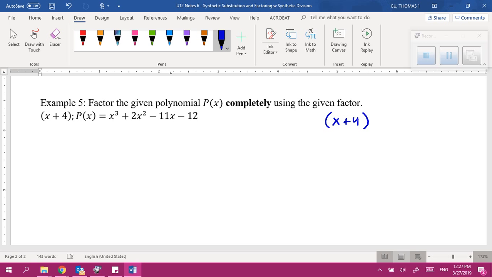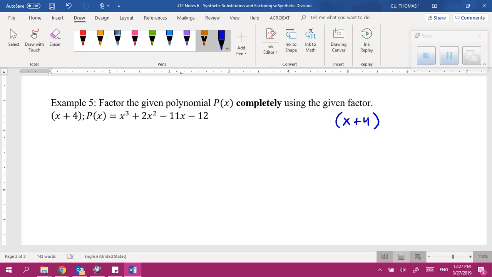But I need to find the other 2 factors. Right? So what can I do here? I can first use synthetic division to reduce my polynomial. So let's do synthetic division with this factor. So what is a? Right? And what are my coefficients? 1, 2, minus 11, minus 12. There we go.